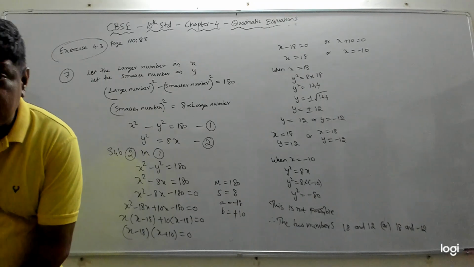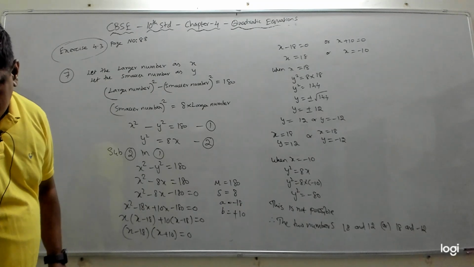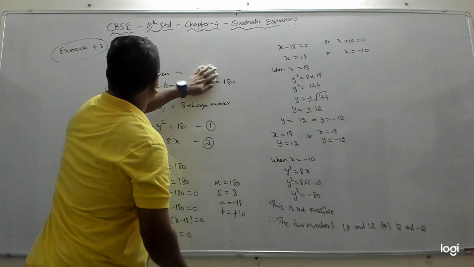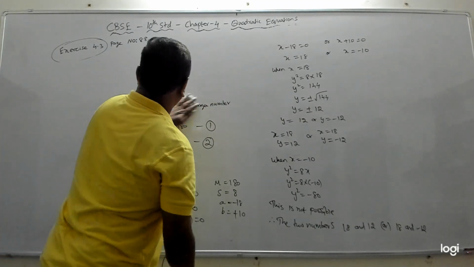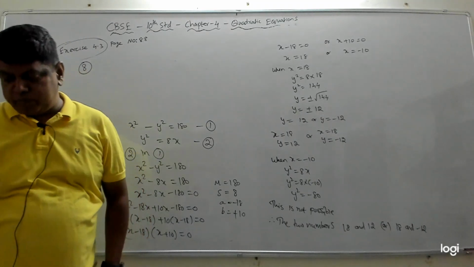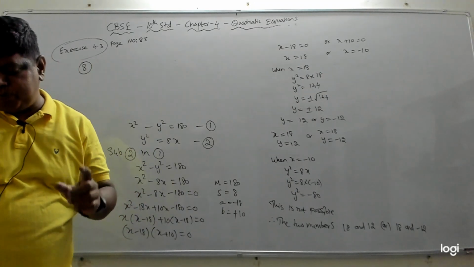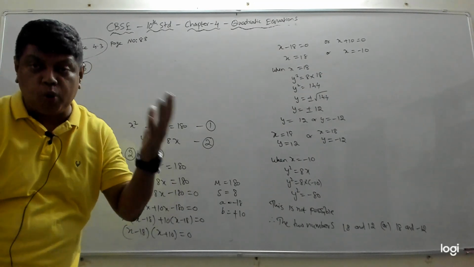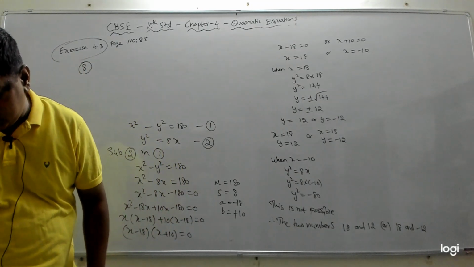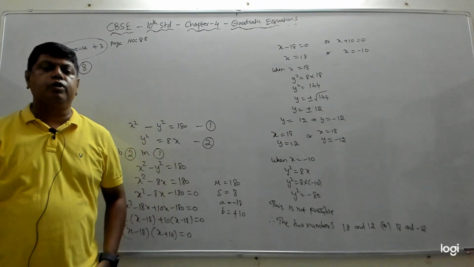Now we will continue with one more problem. Then we will stop this video. So which is the eighth problem. Let me erase this. So the eighth problem says a train travels 360 kilometers at a uniform speed. If the speed had been 5 kilometers per hour more, it would have taken 1 hour less to cover the same distance, same journey. Find the speed of the train.